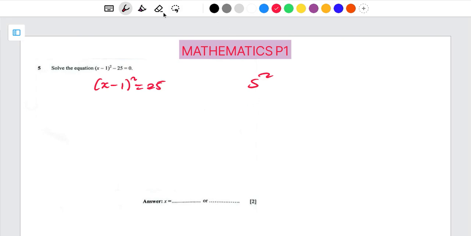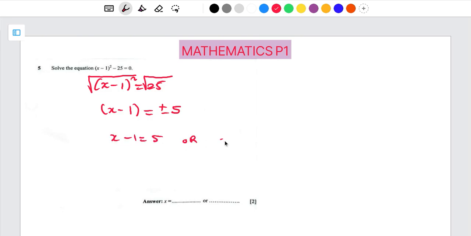Those two answers can only come once we square root both sides. If we take the square root of both sides, what are we going to have here? We're going to have x minus 1 equal to, since the square root can be both positive or negative, plus or minus 5. We notice that the square root of 25 is 5. So one solution has x minus 1 equal to positive 5, or we can say x minus 1 equal to negative 5.